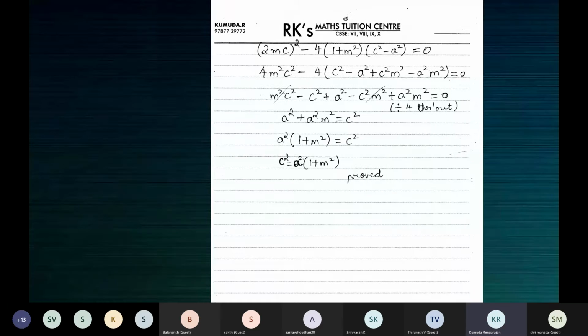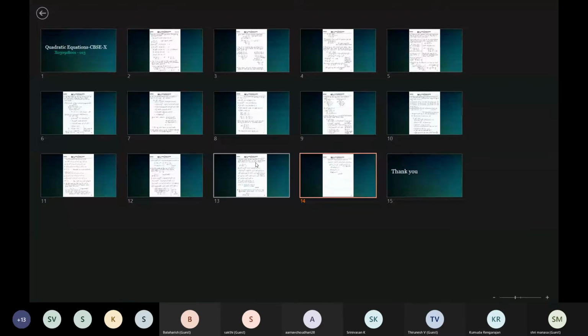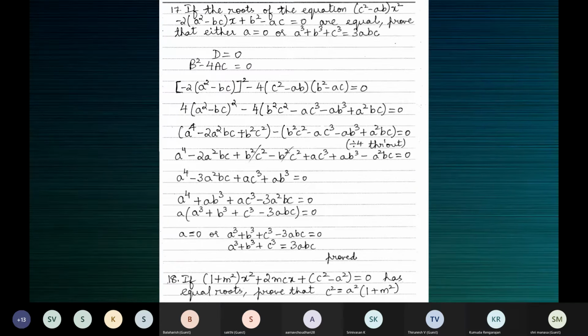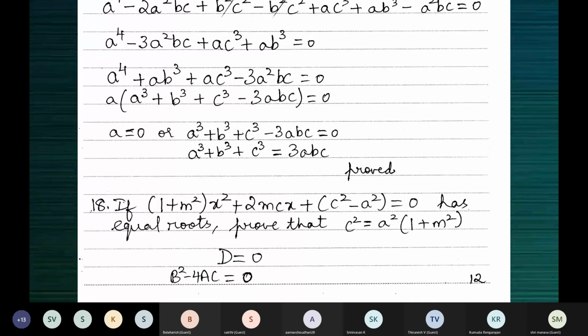Back to the question. And 1 minute, can you show? Yeah, the question is right below. I'll show the answer slide. Write the question.